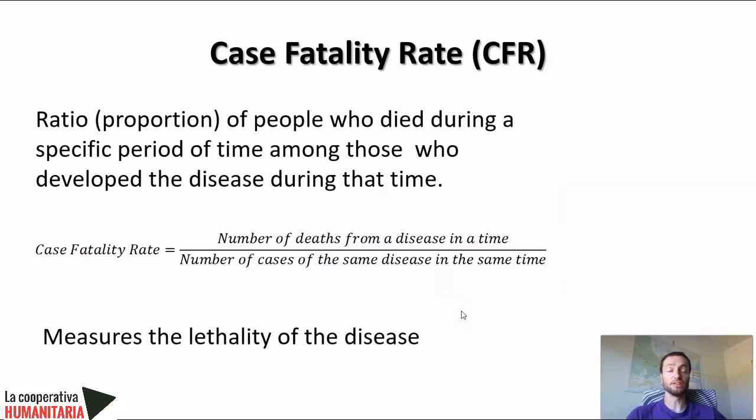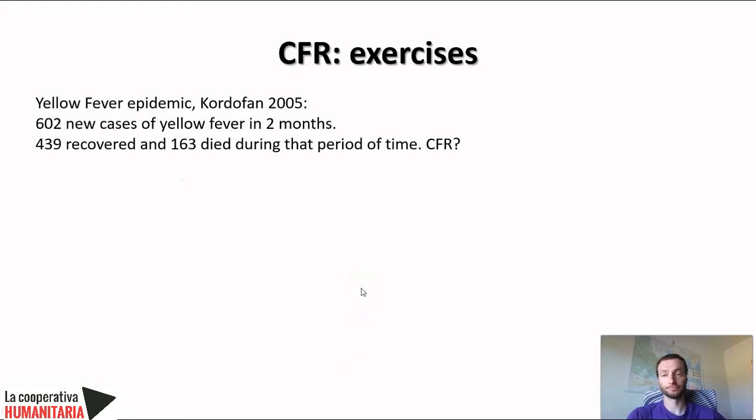Next indicator, case fatality rate, is the ratio or a proportion of people who died during a specific period of time, okay, about a disease. So number of deaths from a disease divided by the total population that suffered this disease at the same time, okay, measures the lethality of the disease, okay. So let's see some examples to understand better.